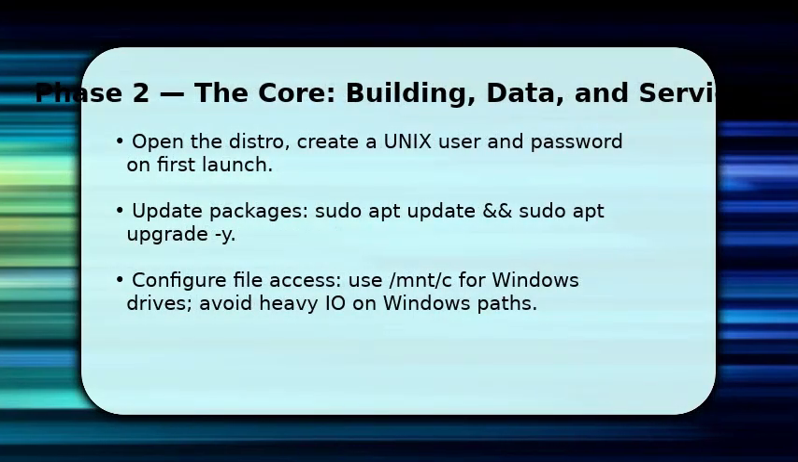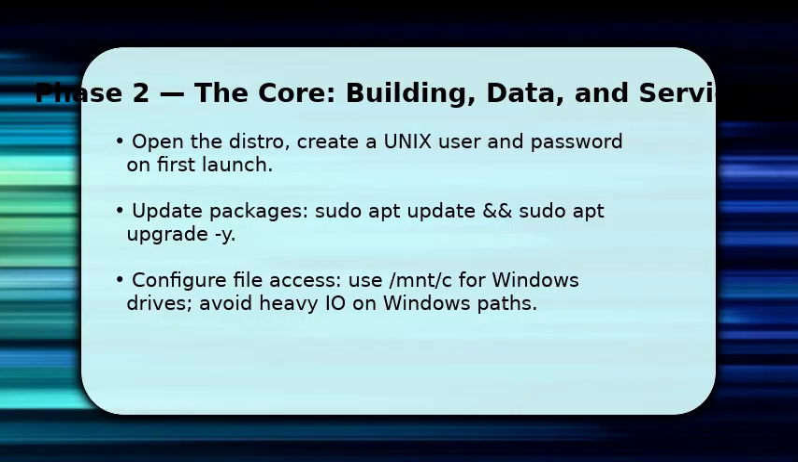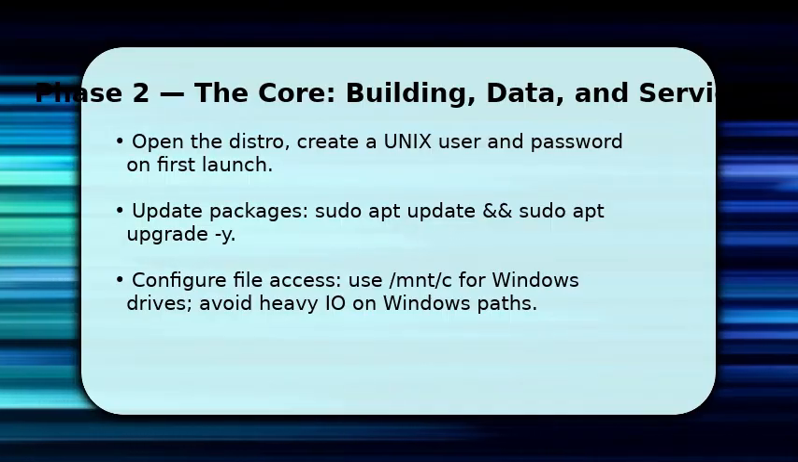You will now create your Linux user and password when the distro first starts. This secures your environment. Once inside, update packages with sudo apt update and sudo apt upgrade so tools are current. Then install essentials like build-essential, curl, and git. For example, sudo apt install build-essential git curl.